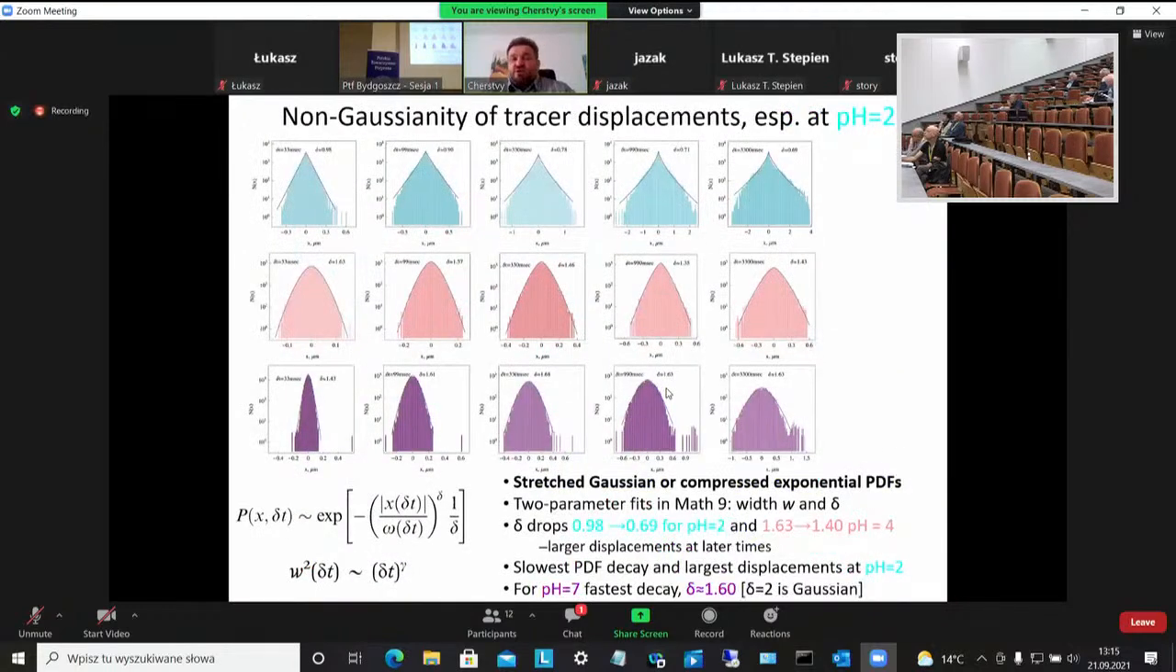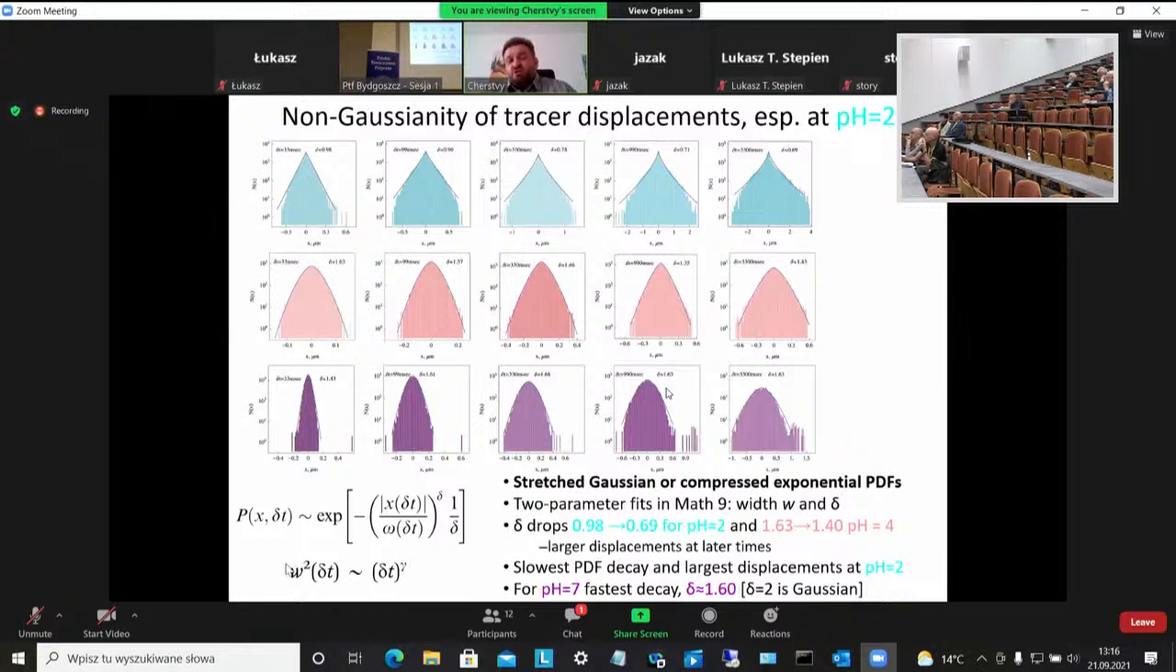The next quantifier is clearly the PDF, and here you don't expect any Gaussianity, and indeed, particularly at pH 2, which is this blue data, you see this cusp at the zero displacement of the particle. So it's possible to fit these PDFs as I did, either with a stretched Gaussian or compressed exponential, to extract this non-Gaussianity exponent delta, if you wish, for each of the pH values, as I did here. And the point is to understand, as we go from left to right, as you see, the time displacement changes.